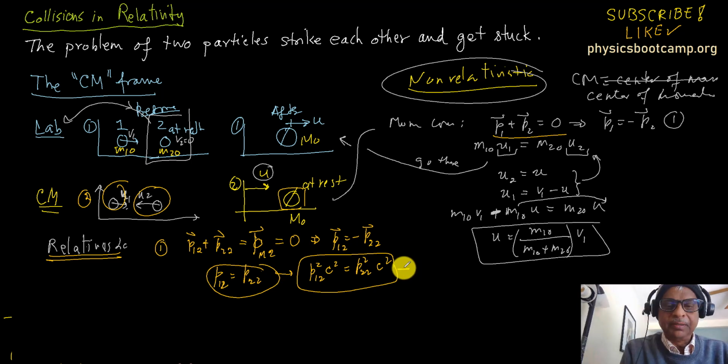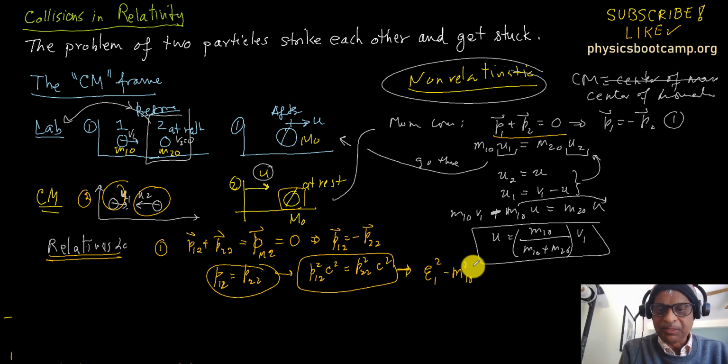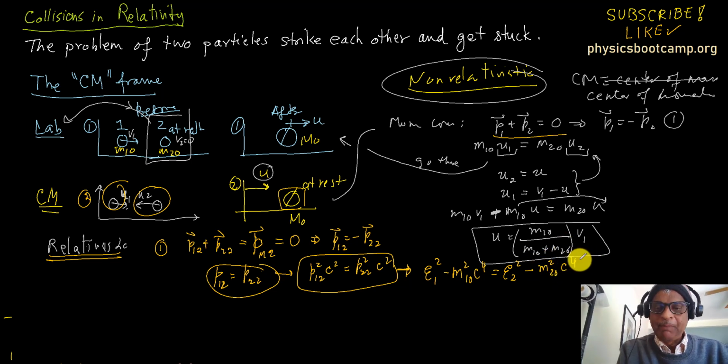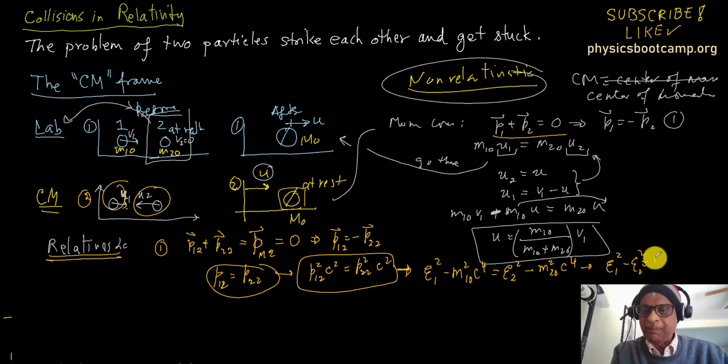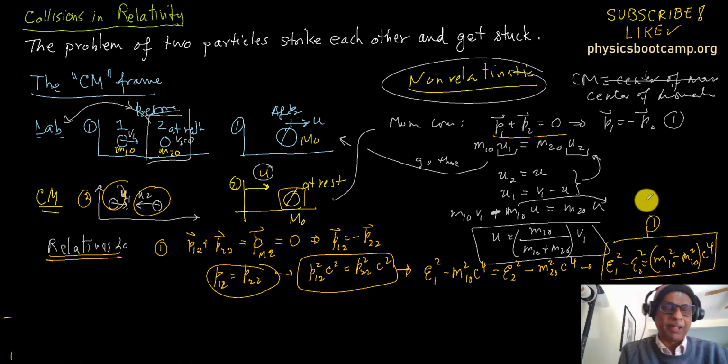This can further be written as energy of the first particle squared minus its rest mass squared c to the power 4 equals energy of the second particle squared minus its rest mass squared c to the power 4. So we can write E1 squared minus E2 squared equals M10 squared minus M20 squared times c to the power 4. We are going to call this equation 1.